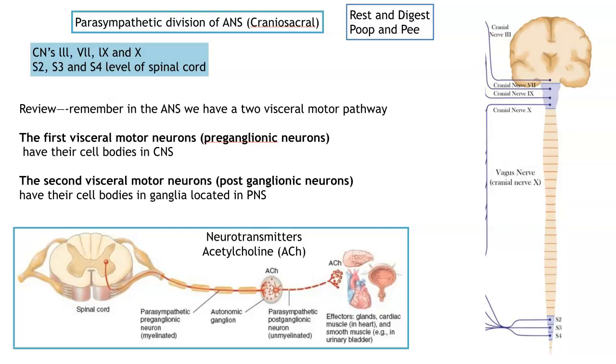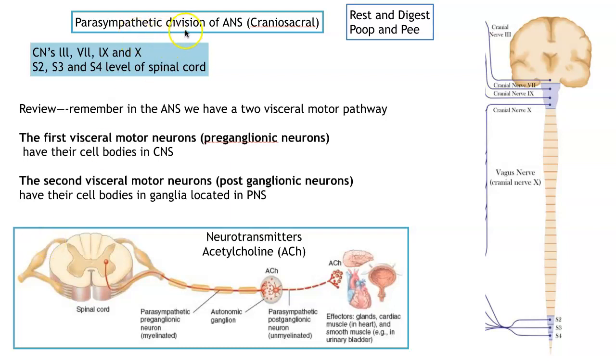Hello class, so we're finally going to go on to the parasympathetic division of our autonomic nervous system, our rest and digest, poop and pee. That's parasympathetic. Now this first slide is just a review of what you should already know.